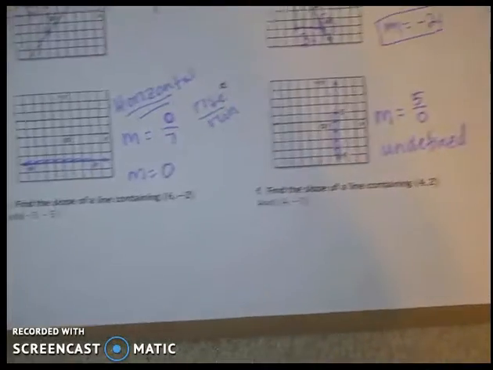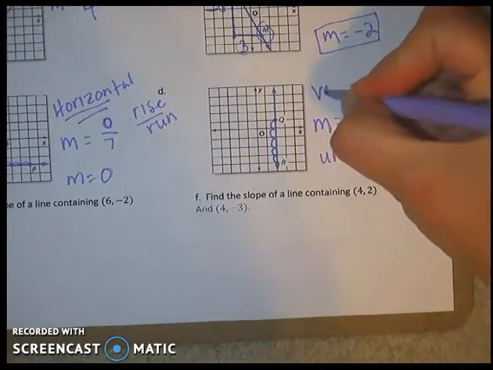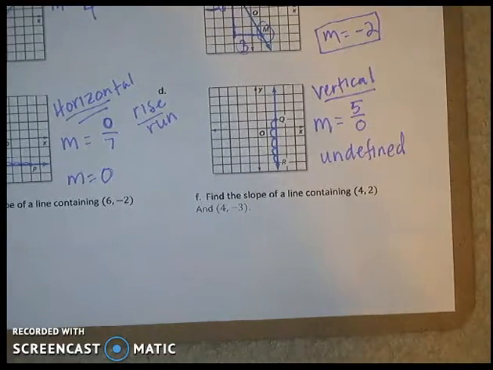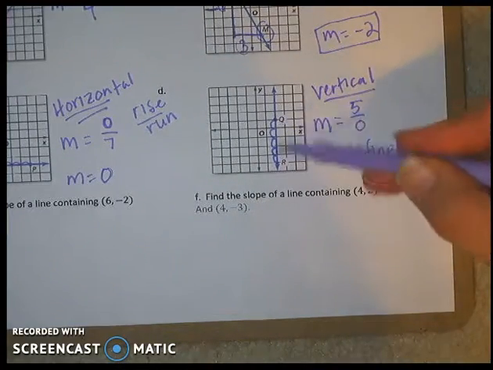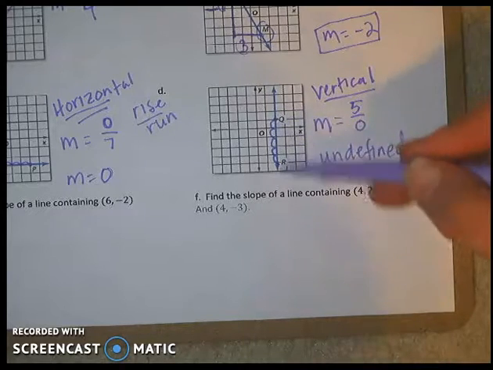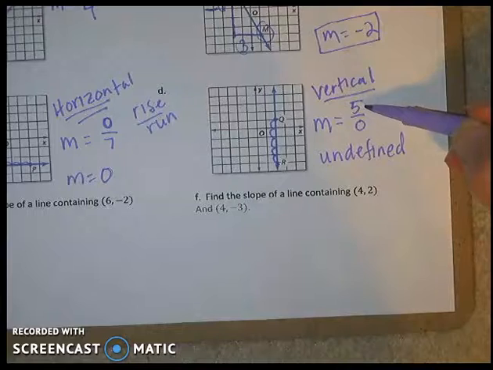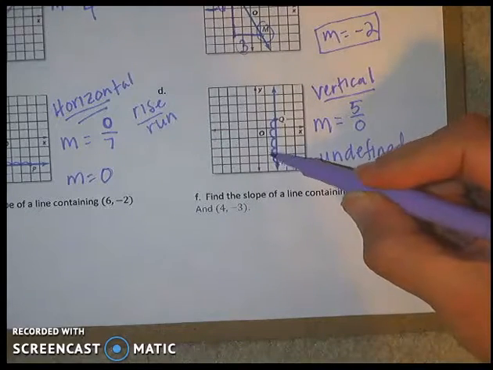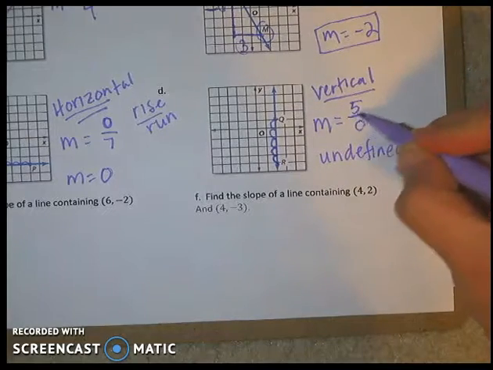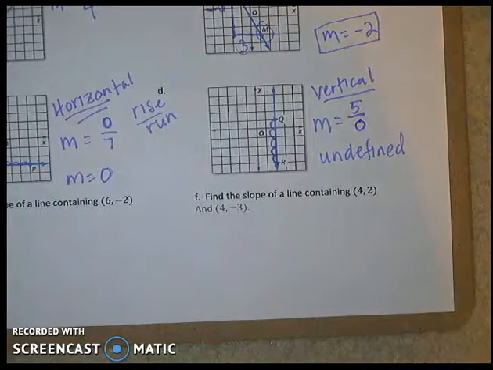In part D, notice that this is a vertical line. Vertical lines go up and down. In a vertical line, notice that my rise, I go from R to Q or Q to R. I move up and down. So there's an up and down movement of 5 there. 1, 2, 3, 4, 5. But it does not run at all. You cannot divide by 0. In math, we say that is undefined. So for a vertical line, the slope is undefined.